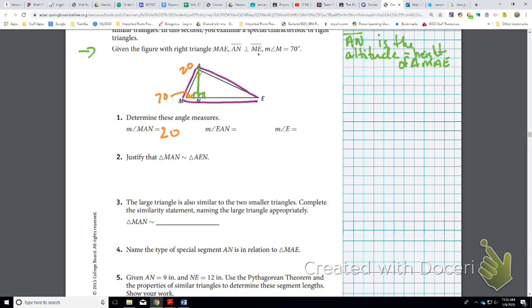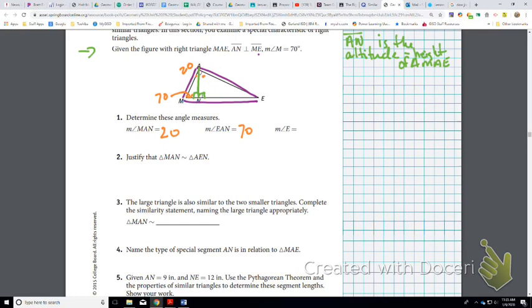Angle EAN. That's the rest of angle A. What is it? 70. How do you know that? Because it's the rest of angle A, and it's a right angle. So what are those two angles called? Complementary. Excellent.